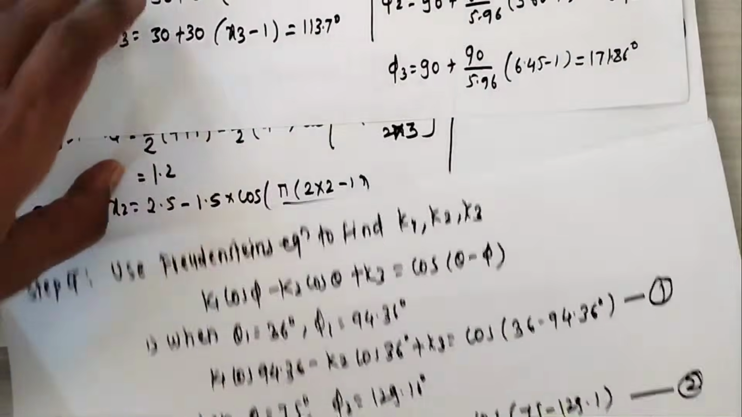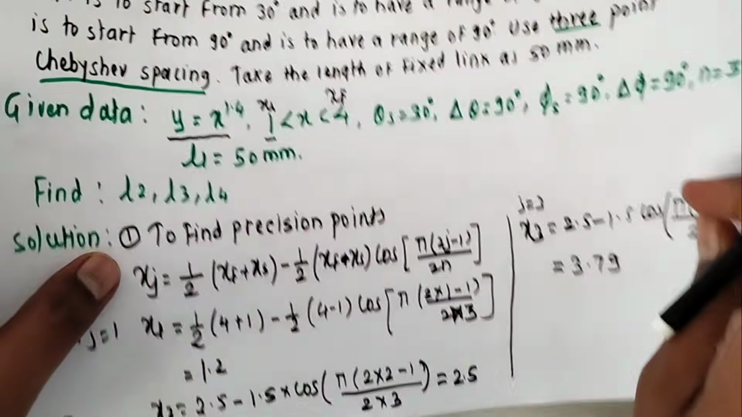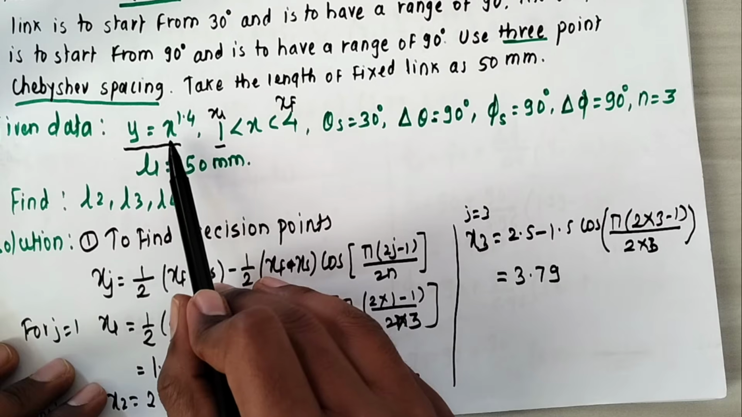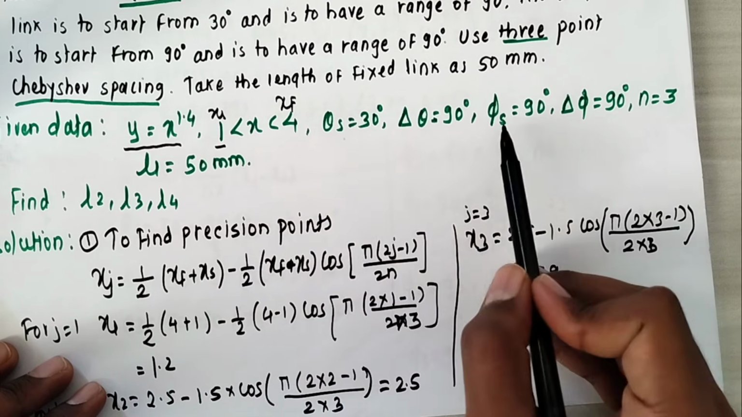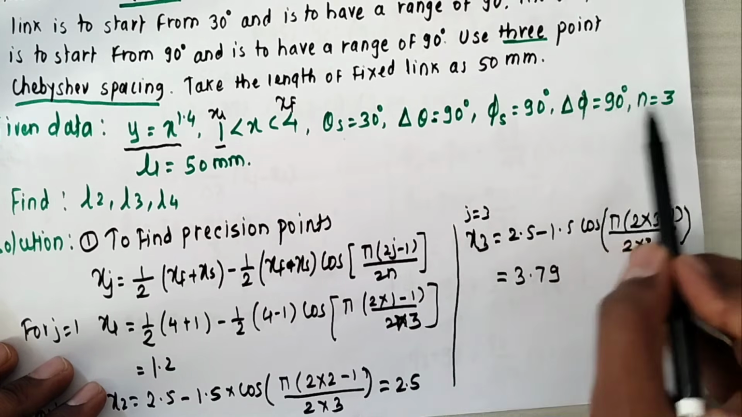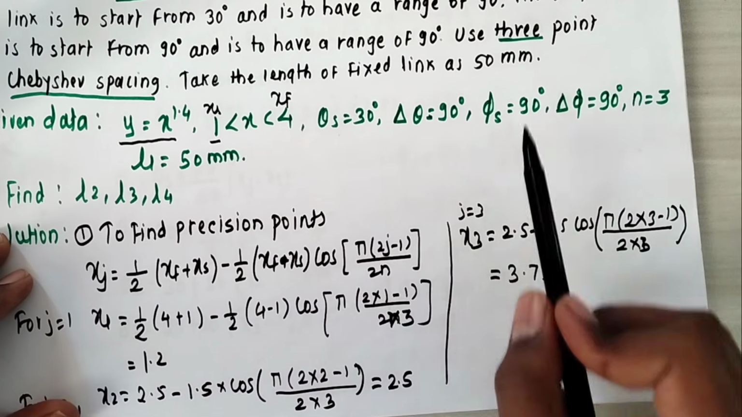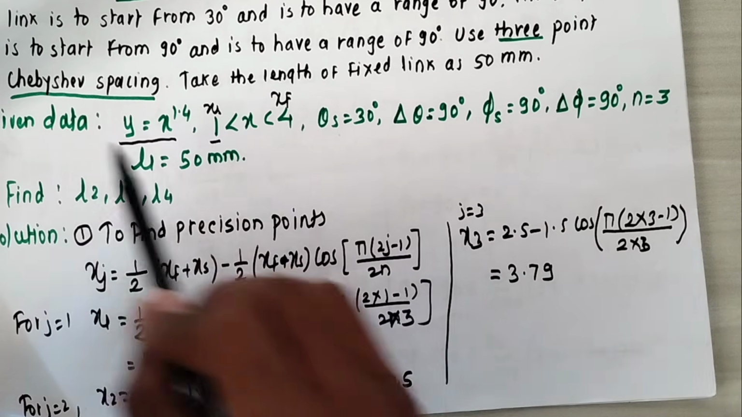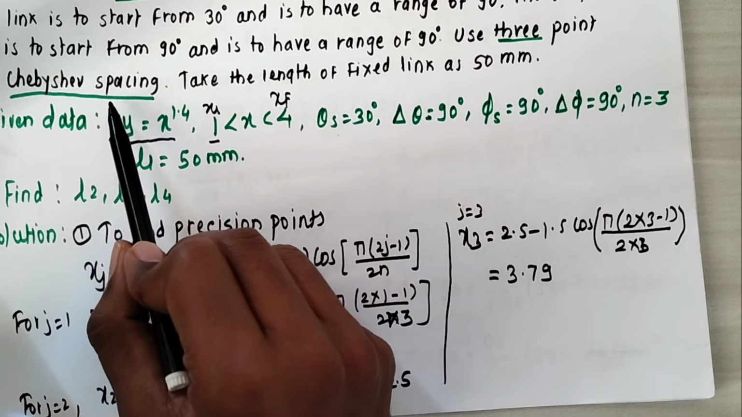I repeat the step by step procedure we followed to solve this numerical, in brief. So this is our given data. Function y is equal to x raised to 1.4. X varies in the range xs to xf, 1 to 4. Theta is given, phi is given, delta theta, delta phi given, number of precision points given, and it is asked to find out the lengths of the 4-bar chain mechanism using Freudenstein's equation, as well as Chebyshev spacing to find the precision points.